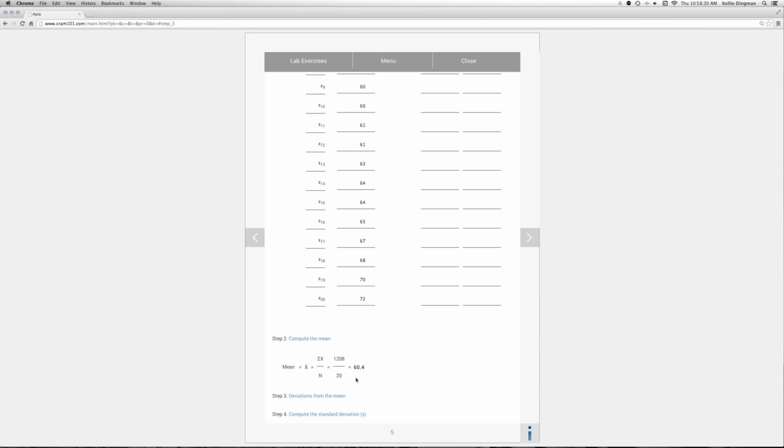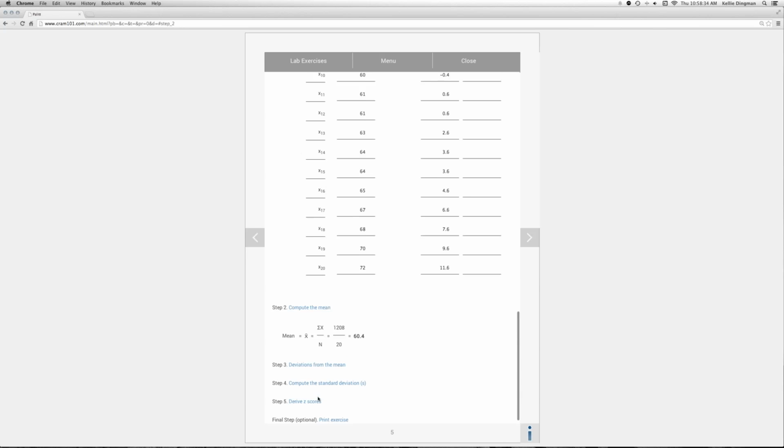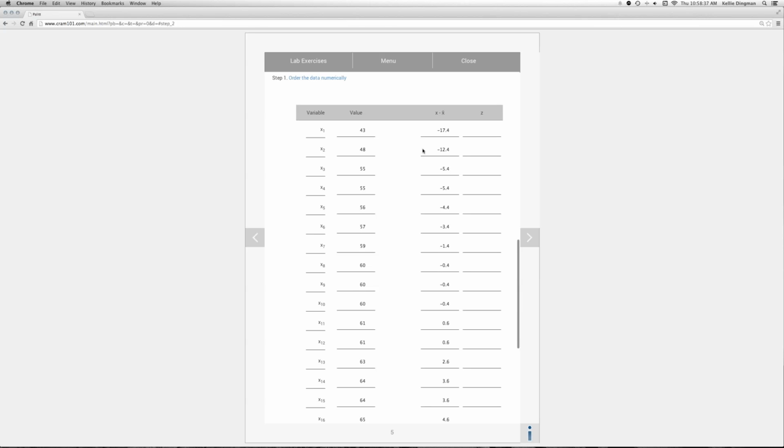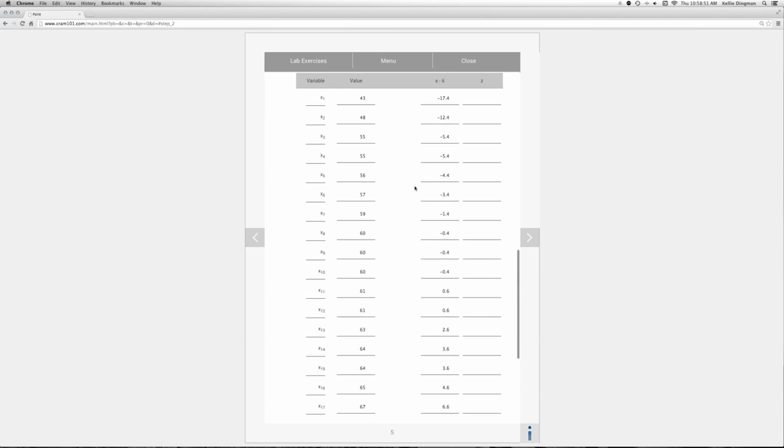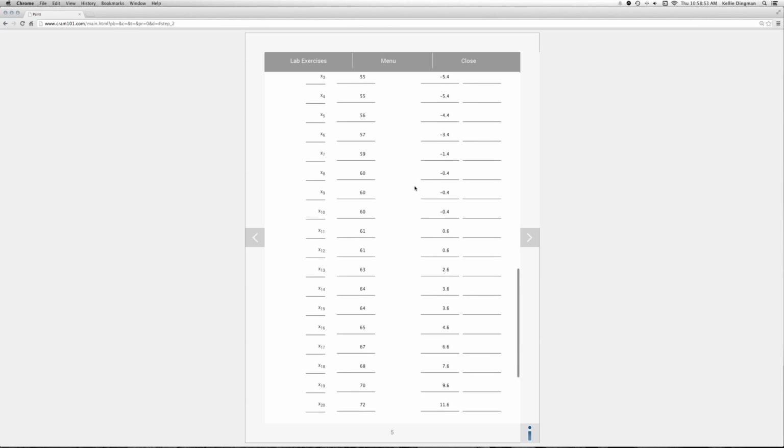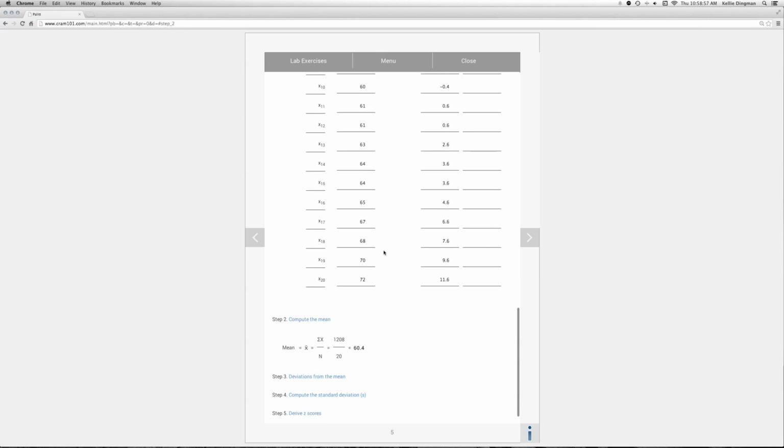And then the next thing to do would be to take the mean and calculate the deviations from the mean. We'll go back up to our table, and you can see here's the score value minus the mean. So we have 43 minus 60.4 is negative 17.4. 48 minus 60.4, negative 12.4, and so on. So this is, again, handy. You don't have to do a lot of the busy work by using the Cram tool. Okay, so we have the deviations.